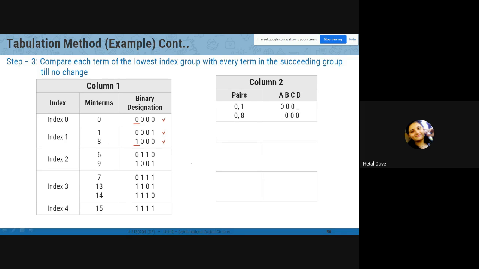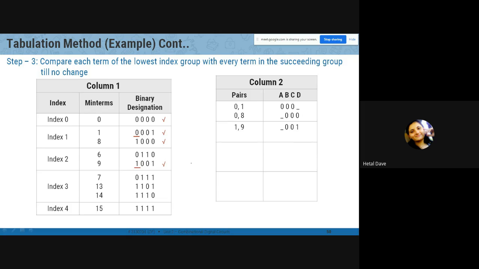One bit should be changed, then and only then a pair can be made. Here 2 bits, 3 bits are changed, which means 1 and 6 can't be considered a pair. Then look at 1 and 9 carefully. 0, 0, 1 are the same, one bit change. So for 1 and 9, similar bits are written as they are, and the different bit will be replaced by a dash.